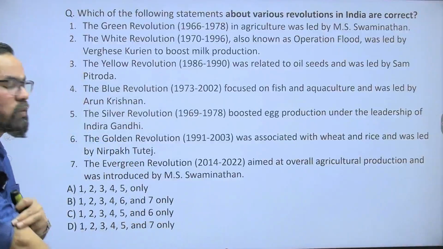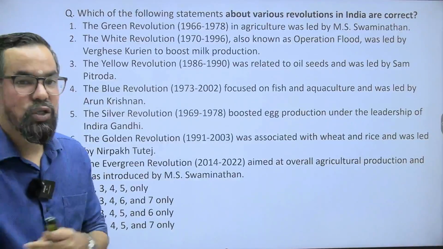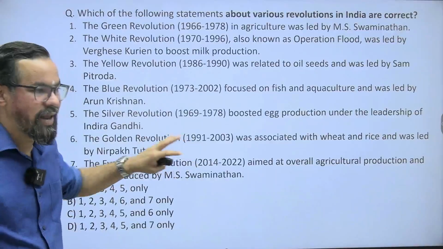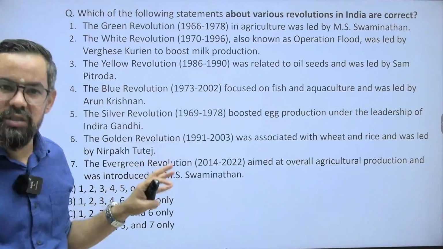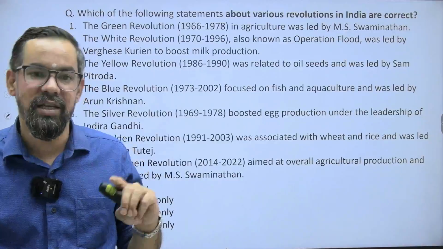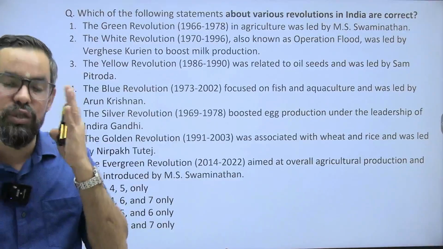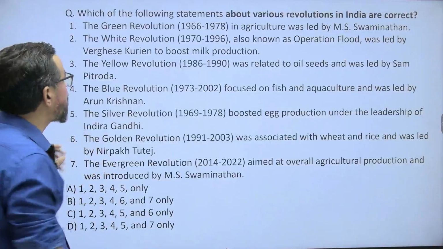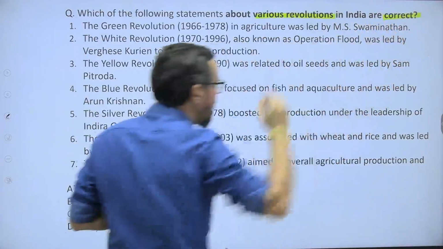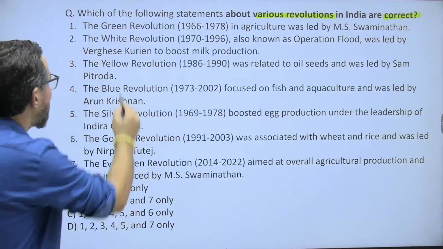So the very first question is around the revolutions. We have so many revolutions. Mostly they give you 5 to 6 statements for 2 marks. And if it is for a 1 mark question, there are 3 to 4 statements. So if it comes to the various revolutions in India, you have to find out the correct statements. Okay? So first one, green revolution.